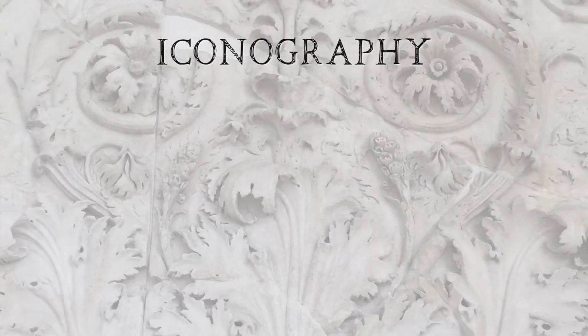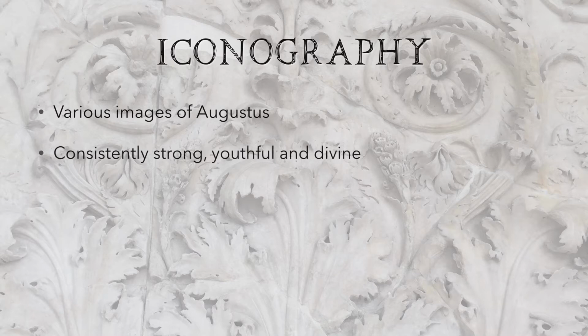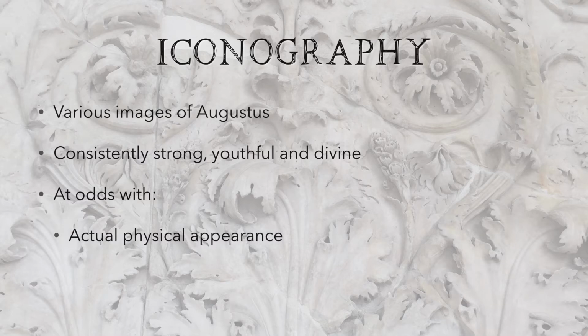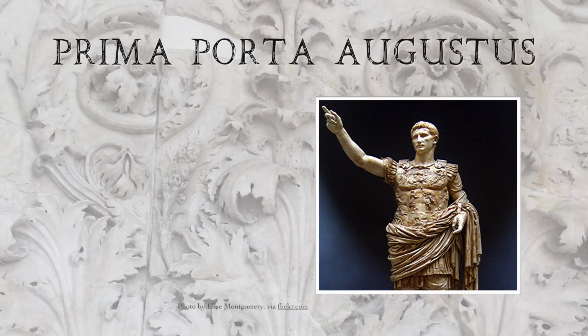In terms of his visual presentation, Augustus portrays himself in different ways depending on what he wants to emphasize. But he's consistently portrayed as strong and youthful, and quite often divine as well. As we'll see, this is at odds with his actual physical appearance. He doesn't quite look in the pictures how he is said to look in the literature, and also artistic trends at the time tended to portray things as more realistic, whereas in these examples we see Augustus is portrayed in quite an idealistic way. So here we have a statue called the Prima Porta Augustus.